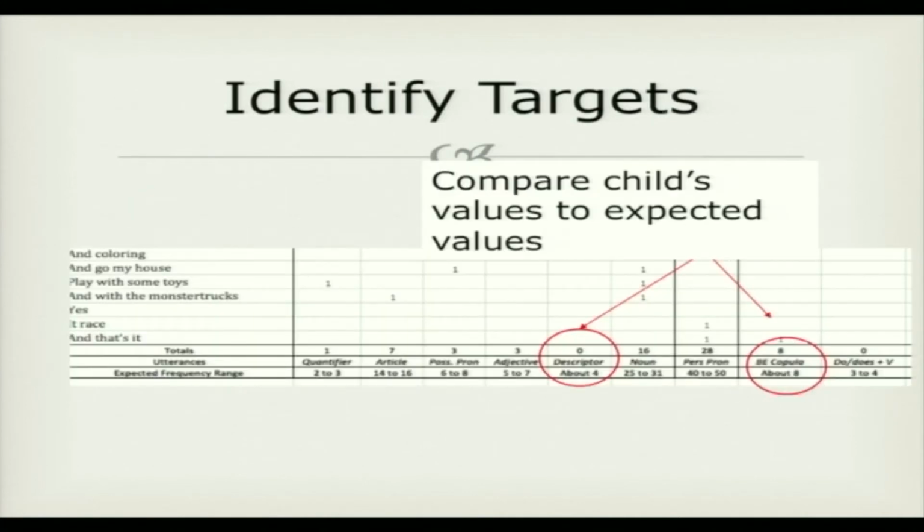Here's an example showing a completed Excel file. It shows that this child did not produce any descriptors and very few be copulas. So this is showing that these might be appropriate targets for this child.